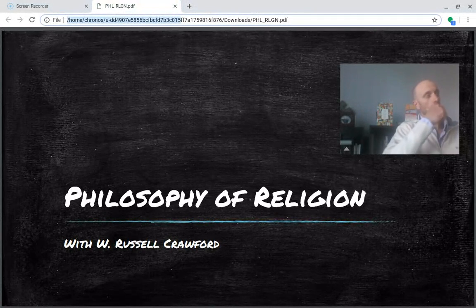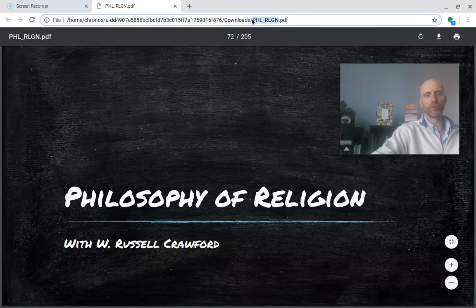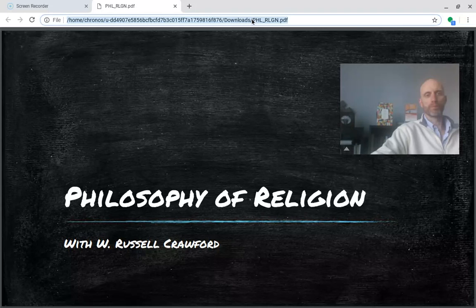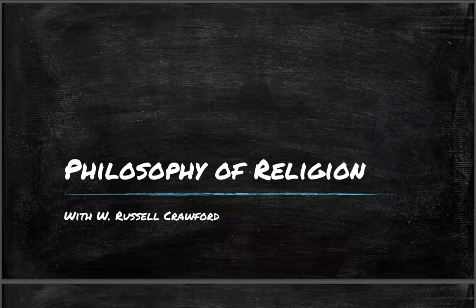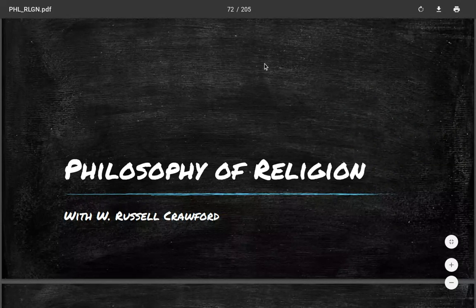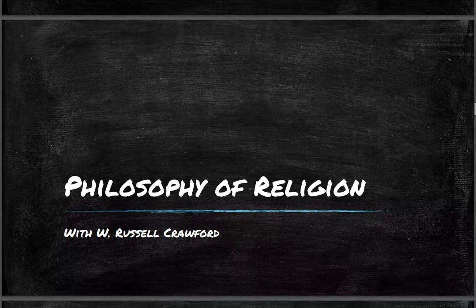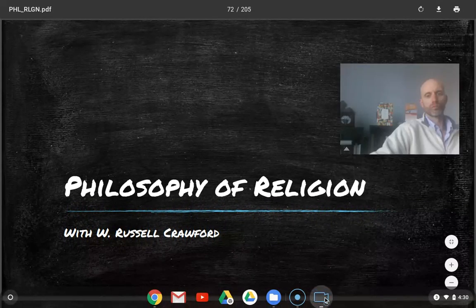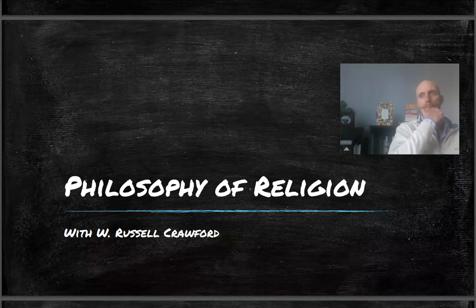All right, guys, so here we are once again in our philosophy of religion course. Now, as you've probably noticed, what we're doing thus far is we're not going super deep, but we're starting to touch on some of these classical arguments for the existence of God, and I just disappeared. That's all right. We'll get back up here in just a second. There I am.